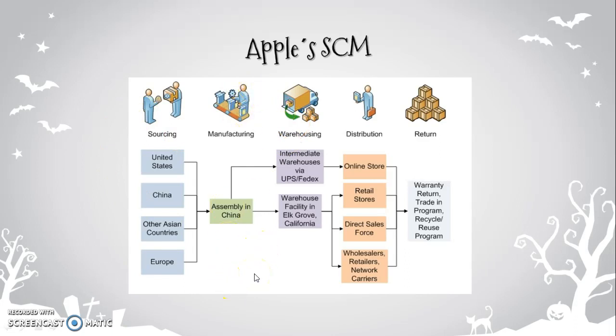Then after they already assemble, they use UPS, FedEx, and a warehouse facility in Elk Grove, California, as a warehouse to keep the stock of their products. After that, they go and distribute them. They use different distribution channels like online, retail stores, direct sales force, wholesale retailers, networks, carriers, etc.